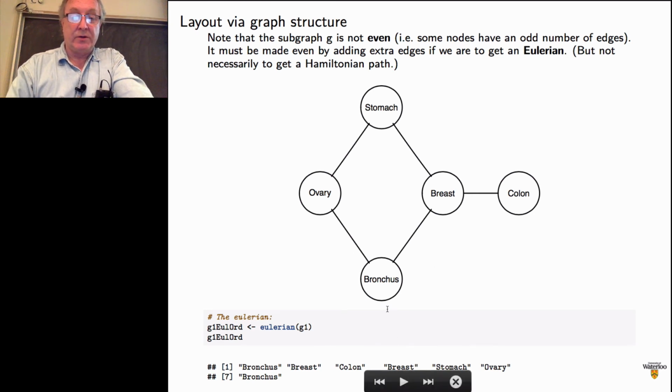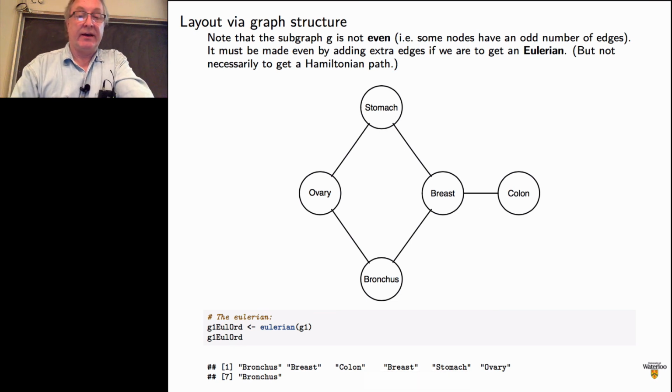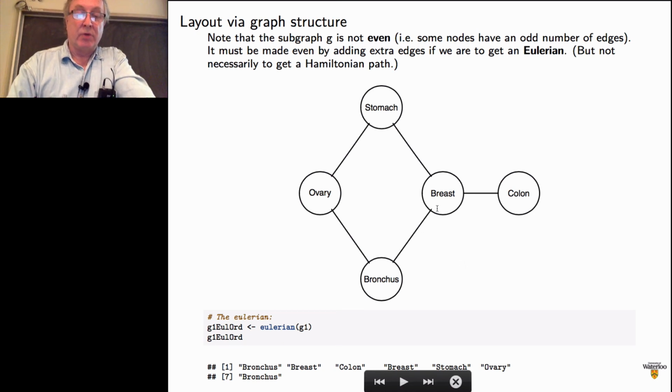So we have an Eulerian here, but this function here cannot do what we see immediately here, because that becomes a very difficult problem to find. It can't always be guaranteed to get an Eulerian that's minimal length. But it's going to add edges to make things even. So we need to add an edge, right, to get things even. So it's going to go from bronchus to breast to colon to breast. So it's added another edge. Adding that one edge, having 2 edges between breast and colon, made the breast have degree 4 and the colon node have degree 2. So it becomes an even graph.